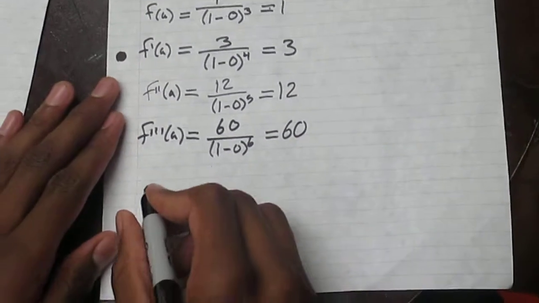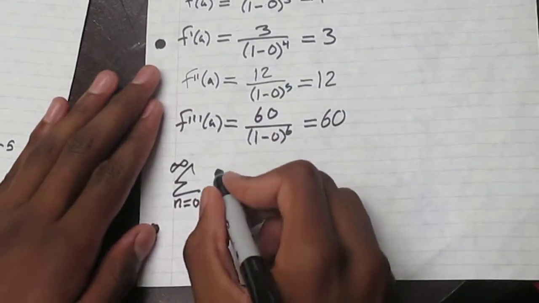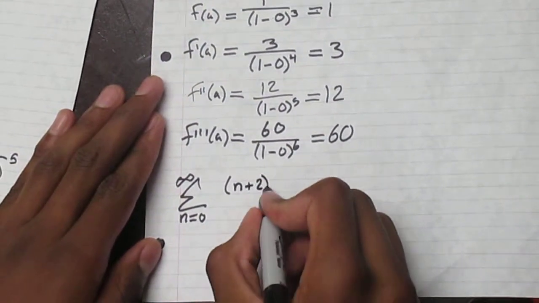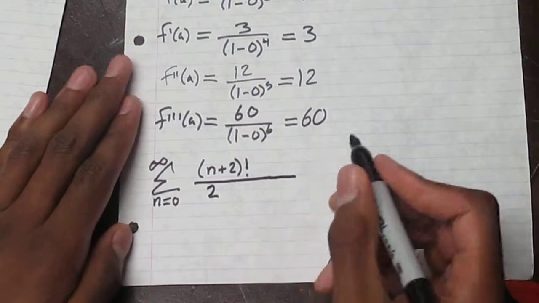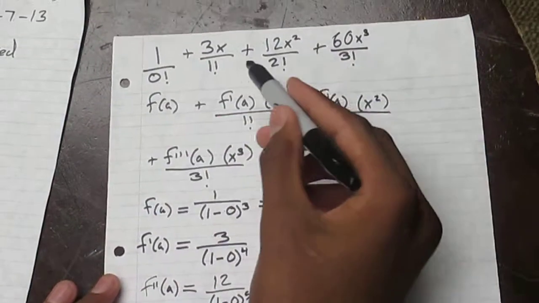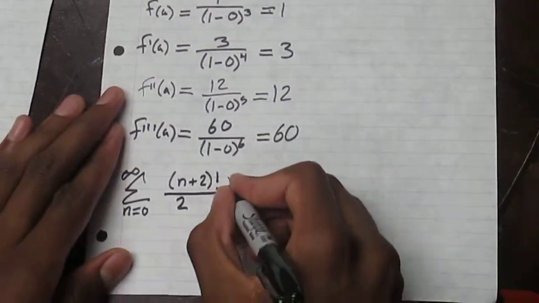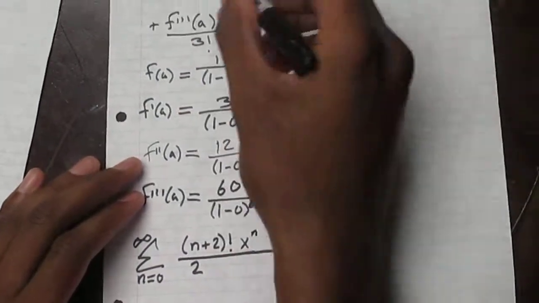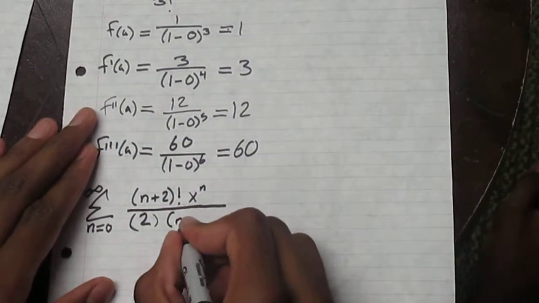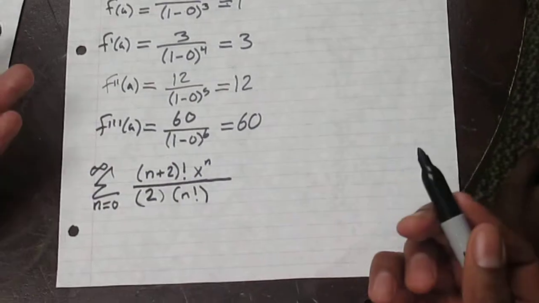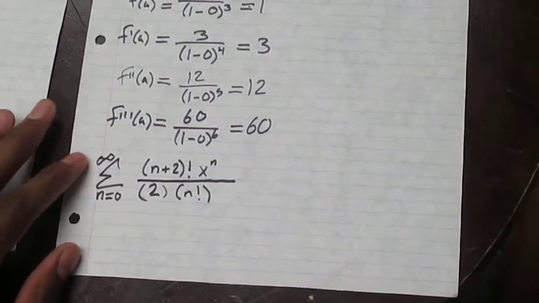So we can write the first part of the function: the summation from n equals 0 of n plus 2 factorial over 2. And one of the easiest parts to see is the x to the n. Here it's x to the 0 is 1, x to the 1, x squared, x cubed. So x to the n. And then on the bottom, it's just n factorial. So we have n plus 2 factorial on the top over 2 times n factorial, times x to the n. That's the general term for the Maclaurin series. That's basically it for today.